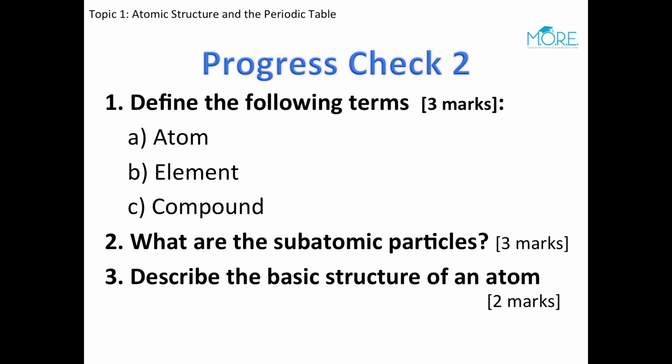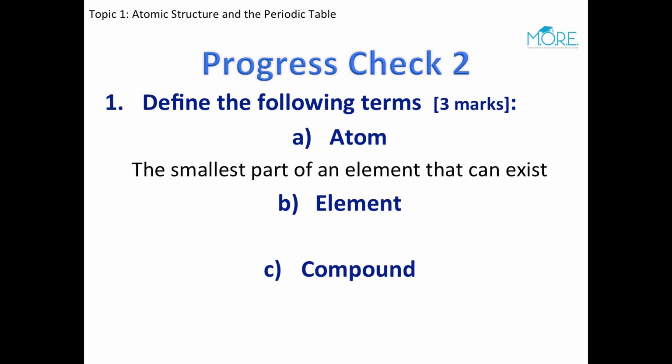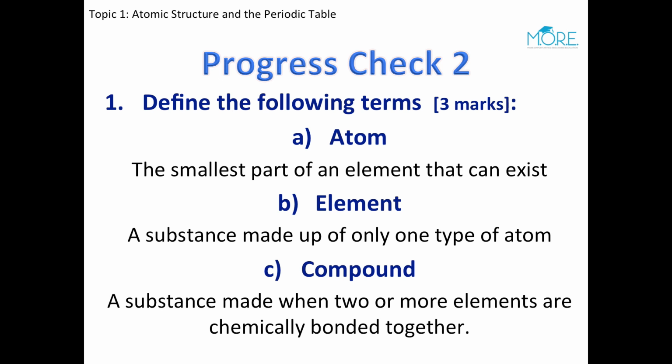Pause the video, have a go at answering the questions, and we'll come back to look at the answers. Okay, let's have a look at the answers. So define the following terms. 3 marks. Atom, the smallest part of an element that can exist. An element, a substance made up of only one type of atom. And a compound, a substance made when two or more elements are chemically bonded together.